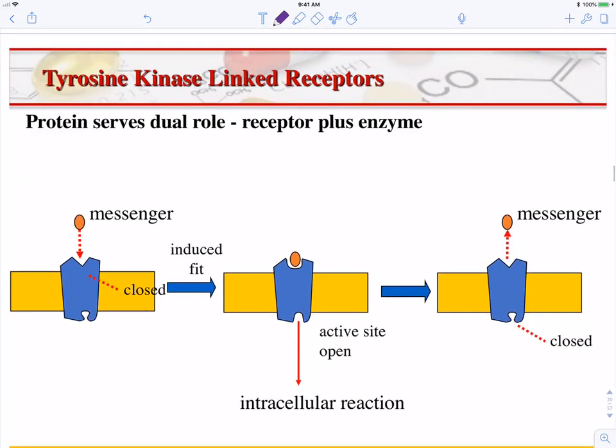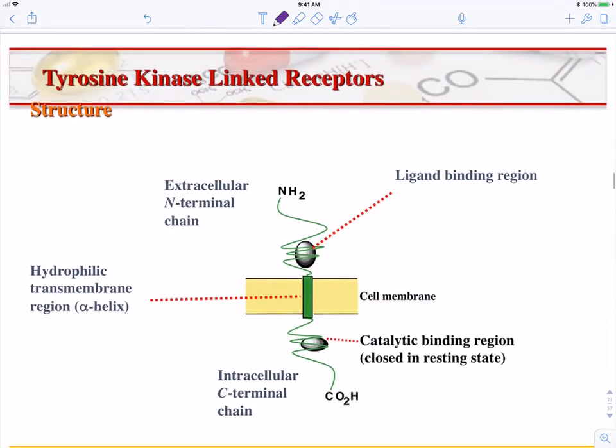All right, the next class of receptors I want to cover is the so-called tyrosine kinase linked receptors. In this case, the protein really has a dual role, so it's a receptor as well as an enzyme. Upon binding of the messenger, we have a change in conformation, and that opens up the active site of an enzyme, which remains active until the messenger departs. So the enzymatic action caused by binding of the messenger multiplies and amplifies the signal.